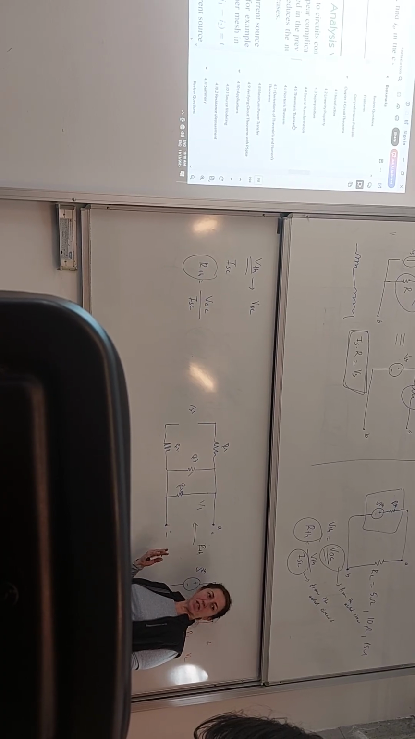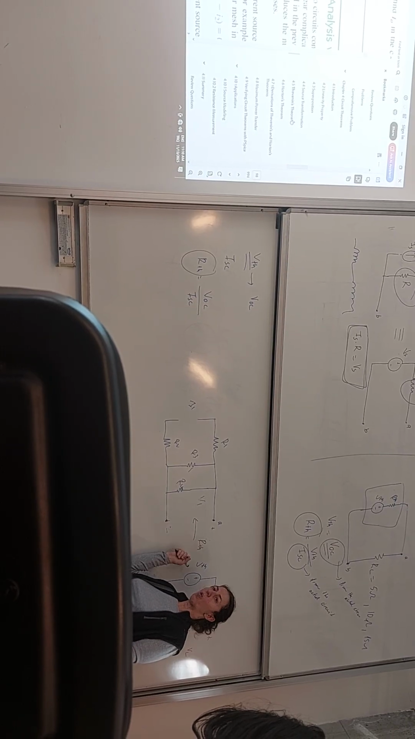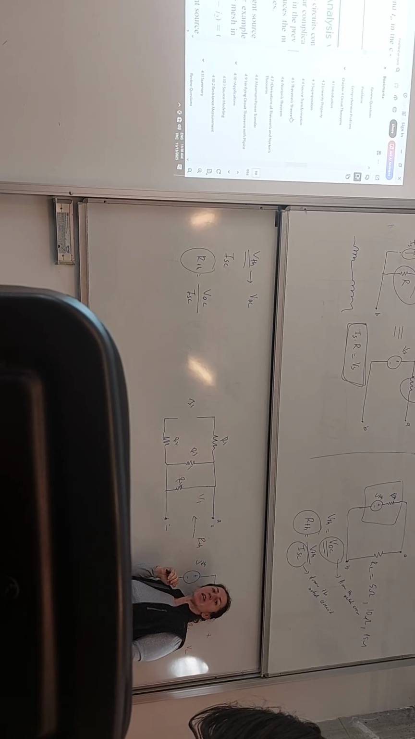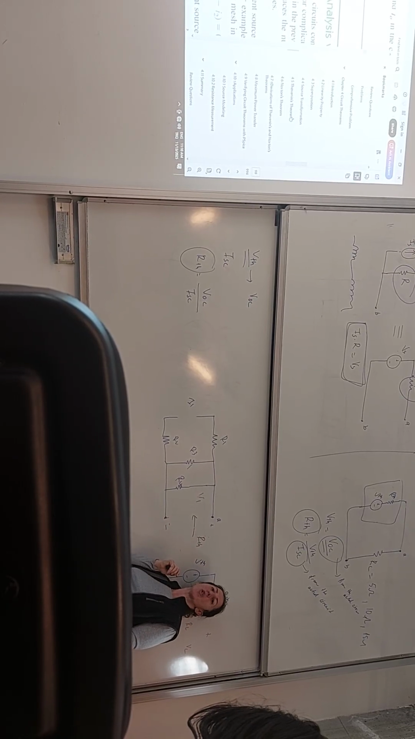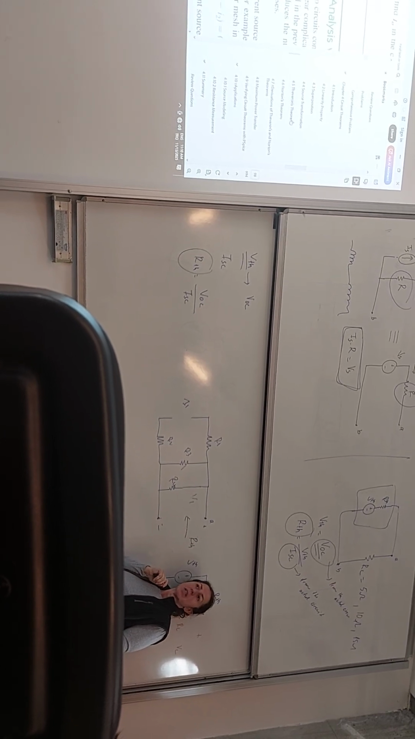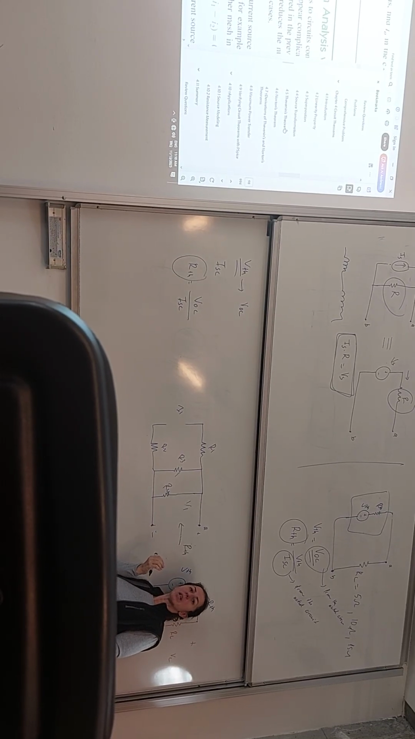Who has the answer? You are correct. So, when I look from this side, what I see for the rest of the circuit, what is the equivalent resistance that I see between A and B? And how they are connected.